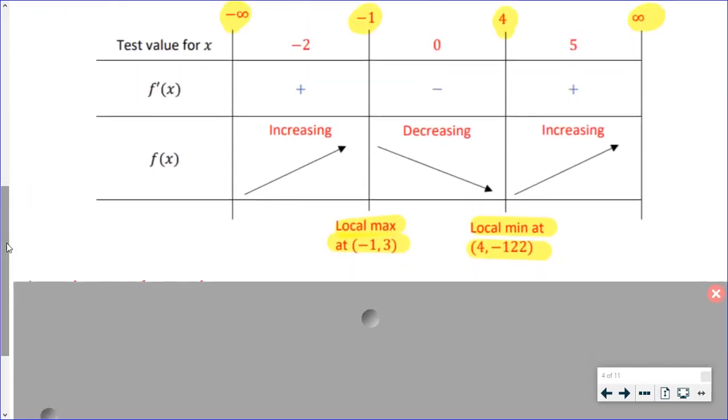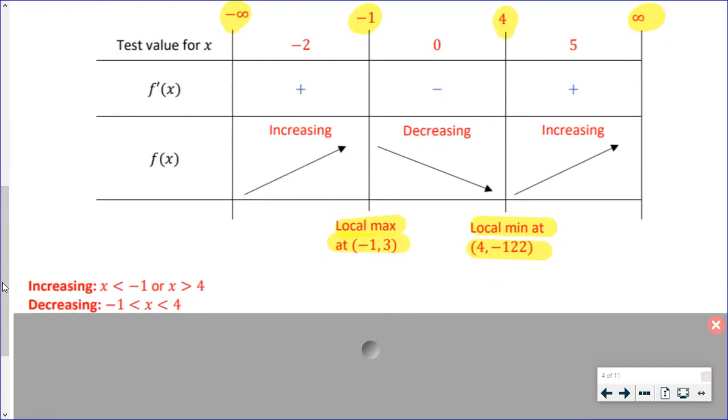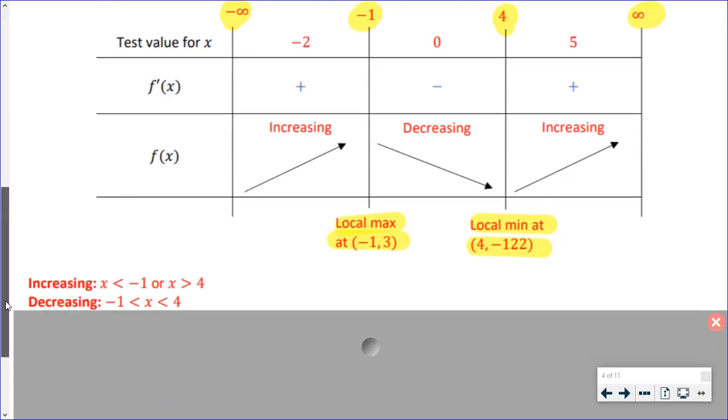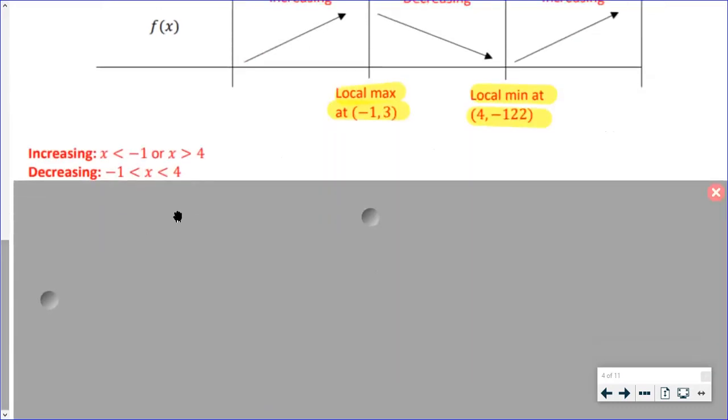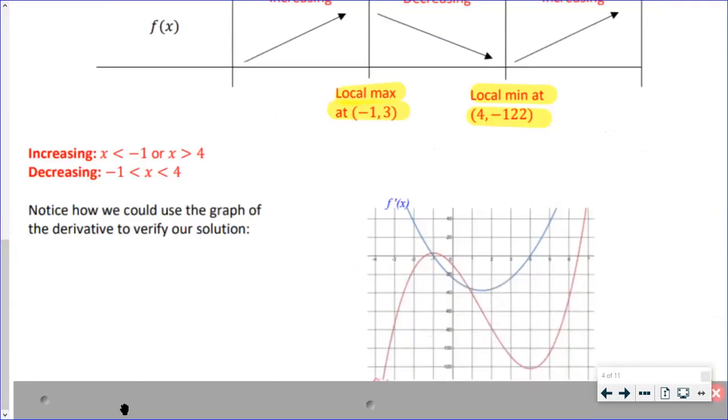So we can summarize what we've learned from this chart, what I just said, increasing and decreasing. And now that we know that, let's analyze the actual graphs and verify the derivative. So the graph of the original function and the graph of the derivative corresponds to this.